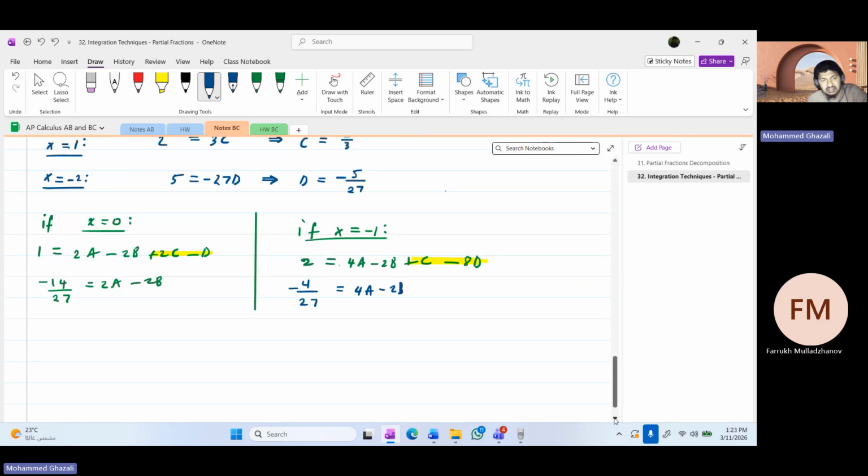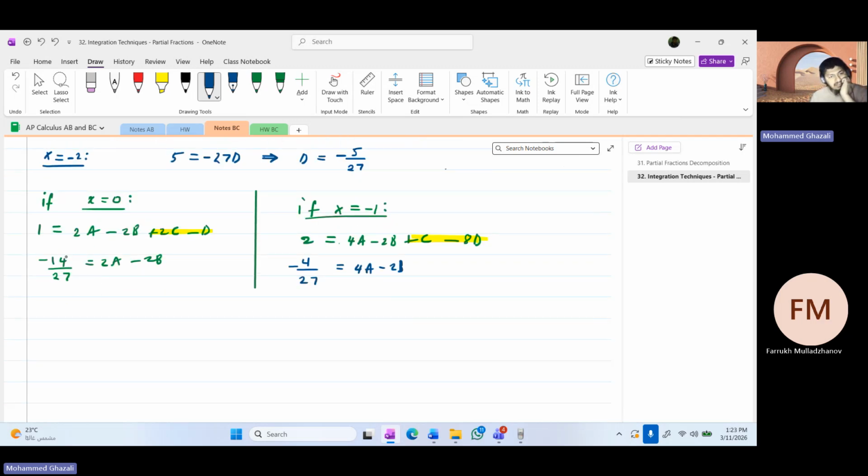What we can do is multiply the first equation by -2, so make it positive. So 14 over 27 is equal to -2A plus 2B. Right, so I've got a positive here.